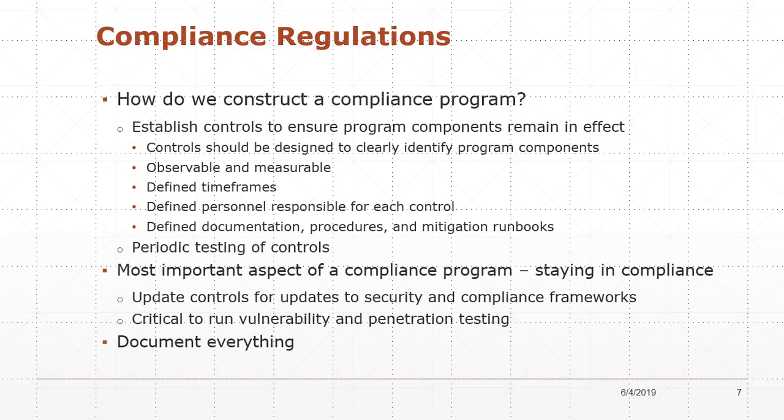But how do we construct a compliance program? We establish controls to ensure the program components remain in effect. Controls should be designed to clearly identify the program components. It should be observable and measurable. Now, that doesn't mean it's measured in terms of seconds or number of logs or weight. It's measurable in the sense that you can see it and determine, is it operational or is it not?